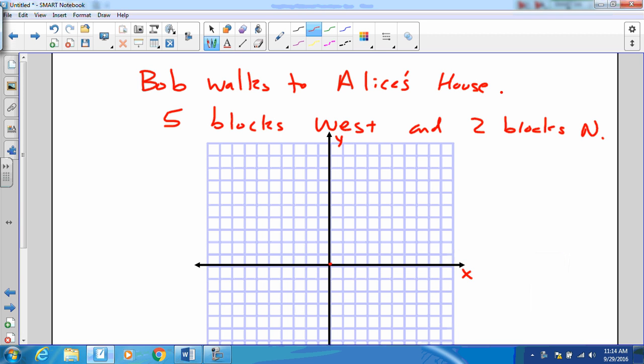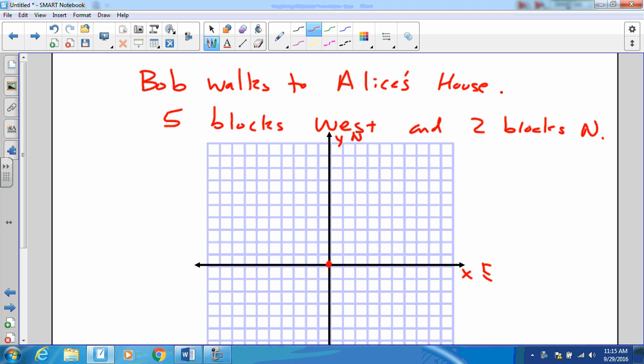The problem that presents us: Bob walks to Alice's house, 5 blocks west and 2 blocks north. What we'd like to do now is simply see what this motion looks like. When we take this motion here, it makes sense to put our origin at Bob's starting location. So we have a reference frame with a positive x-axis that is going to represent east and a positive y-axis that is going to represent north.